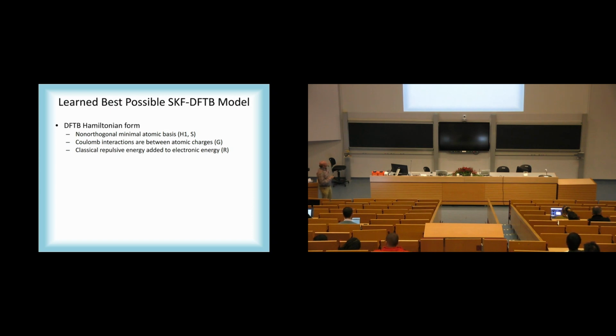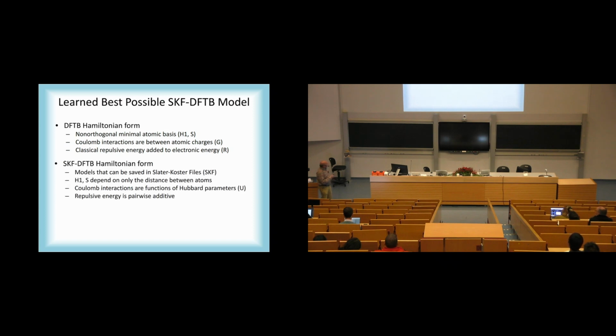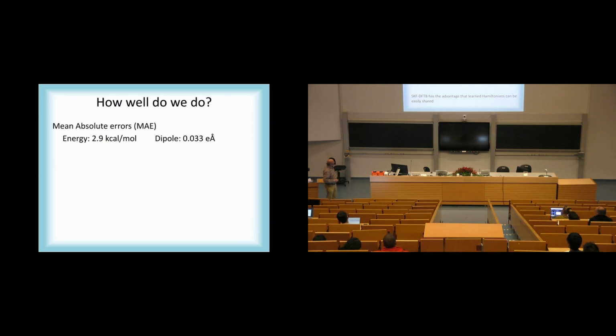The DFTB model form itself can be viewed as more general than the SKF. It just requires minimal basis. It only has charge interactions between atoms. And SKF forces these things to be a function of only the distance between the atoms. So we can go to a neural net for these matrix elements while still being DFTB, but we wouldn't be able to write out SKF files and share them with people. And that's a big advantage to be able to do that.